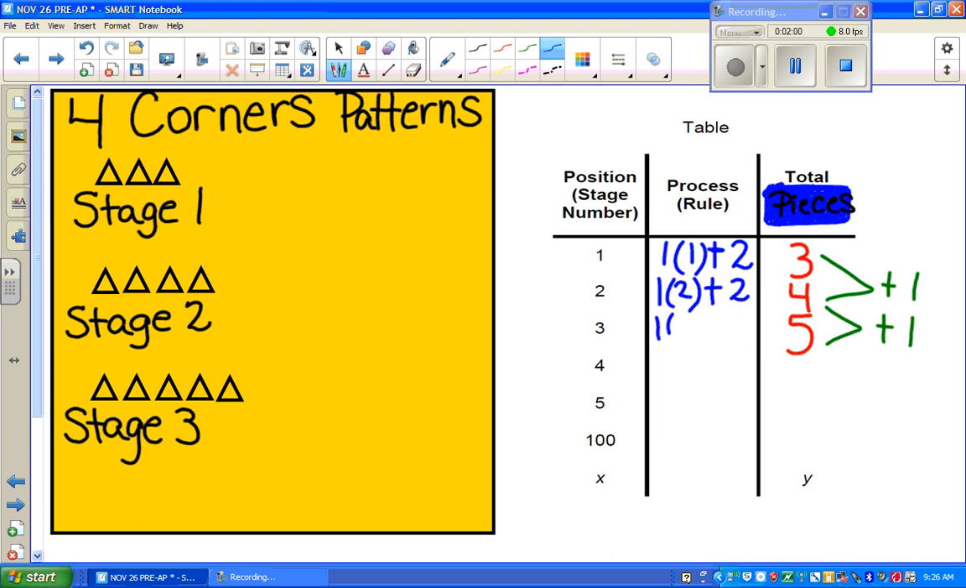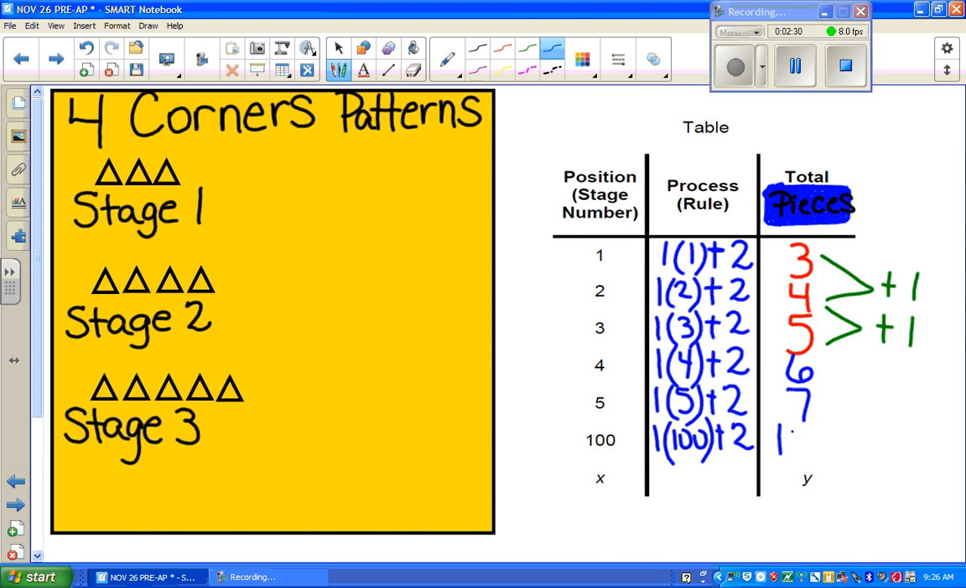So let's do 1 times 3 plus 2. That gives me 5. And then I'll do 1 times 4 plus 2, which will give me my 6. And then I'll do 1 times 5 plus 2, which will give me my 7. And then for my 100th term, I'll do 1 times 100 plus 2, which will give me 102. So now I know my rule is 1 times my X number plus 2. That's my process rule. And that will give me my Y.